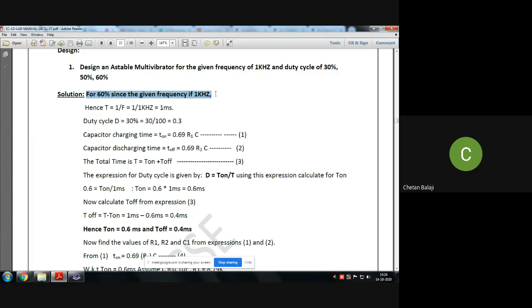Okay, step number 1, mark as 1, 2, 3 and go on, it will become easy for you. Step number 1, you have been given the frequency. Convert that frequency to time. Therefore T equals 1 by F.